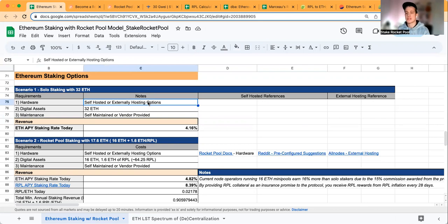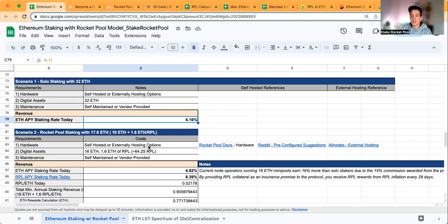But the baseline is that you need to have the hardware, and then you need to have 32 Ethereum, which at today's rate is about, one moment, please, $57,000. And then you need to be able to prepare for upgrades and maintenance schedules so you don't lose out on your validator rewards, or even worst case, get slashed. So we can see there's a base rate here that's calculated from John Charbonneau's model.